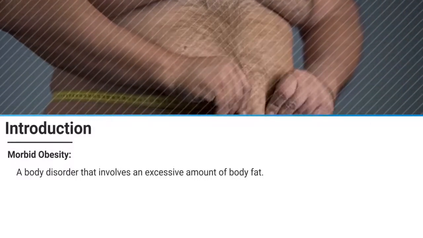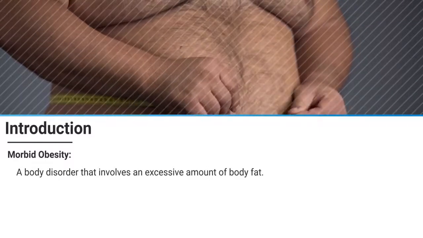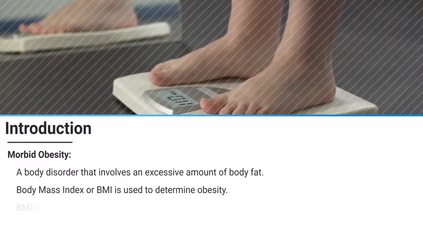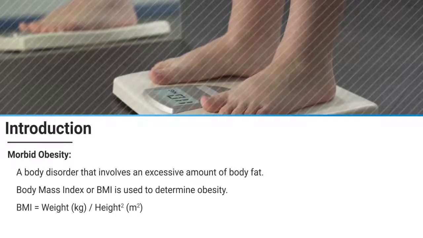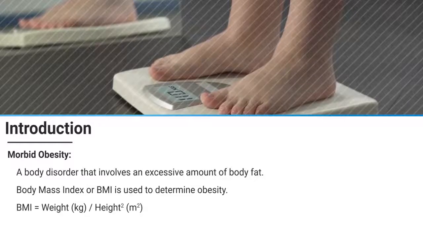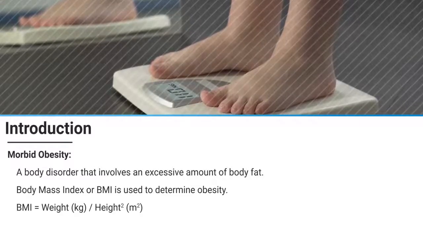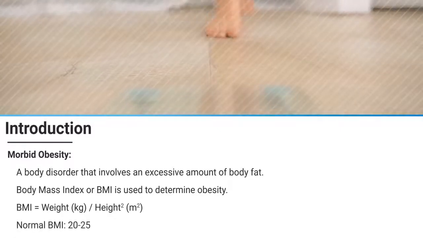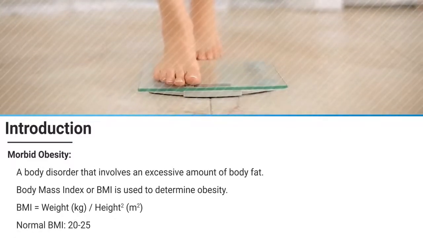Morbid obesity is classified as a body disorder that involves an excessive amount of body fat. We use a scale called body mass index, or BMI, to determine obesity. Body mass index is a scale which determines if a person is within a healthy weight range. It is calculated by dividing the body weight, in kilograms, by height, in meters squared. A normal person's BMI ranges between 20 to 25.